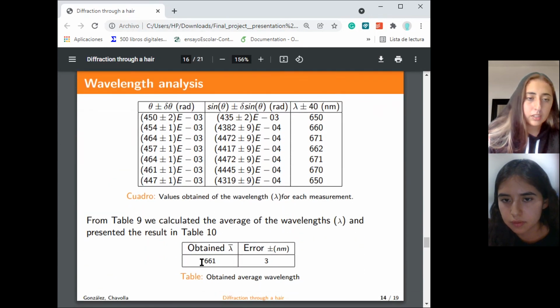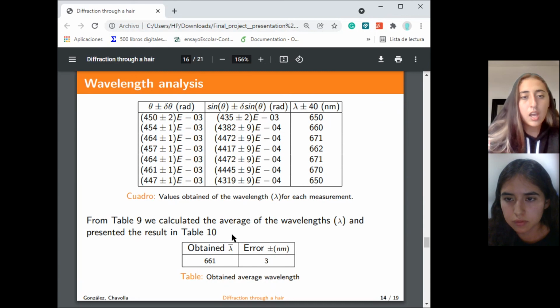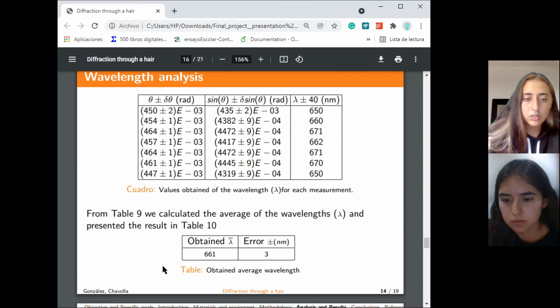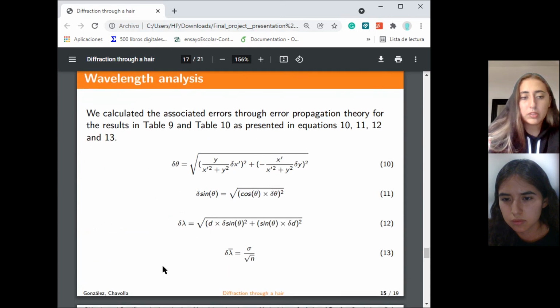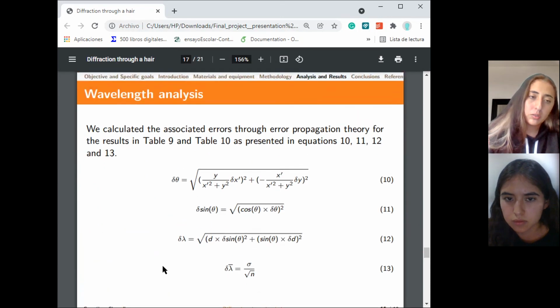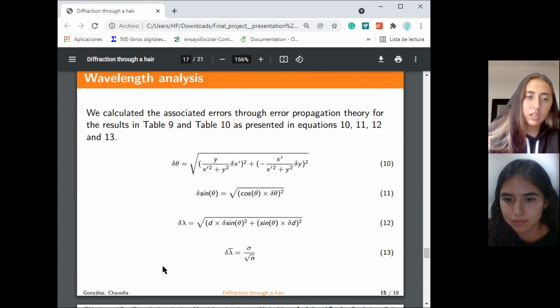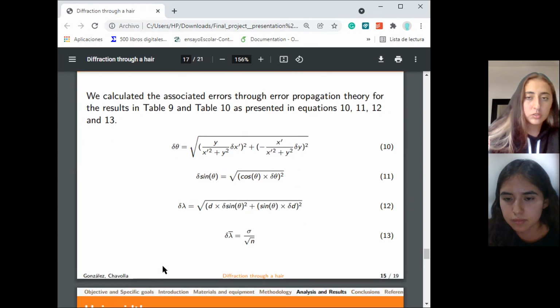Then we obtained in the following table the results of the calculations for theta, sine of theta, and the wavelengths for each of them. After that, we did an average, and we obtained a value of 661 plus minus 3 nanometers, which is well within the range of the manufacturer. So we concluded this was a good result, and we calculated the associated errors through error propagation theory in the following equations.